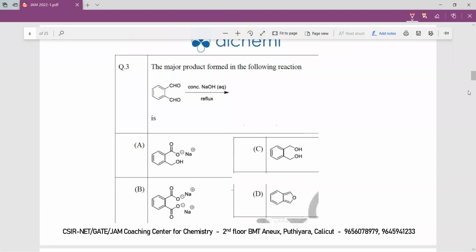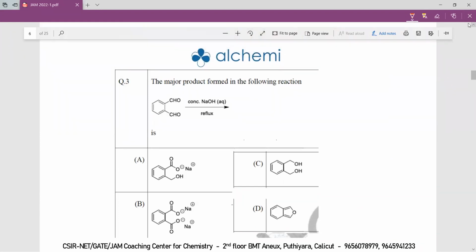Now question number 3. The major product formed in the following reaction. Here you can see this is concentrated sodium hydroxide, and we have two aldehydes which do not have any alpha hydrogen. If a base like OH minus is added to an aldehyde without alpha hydrogen, the reaction will be a Cannizzaro reaction. So what is the mechanism of the reaction? Let's see how we can solve this.